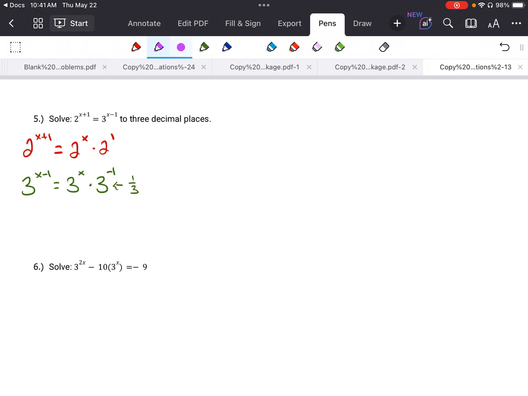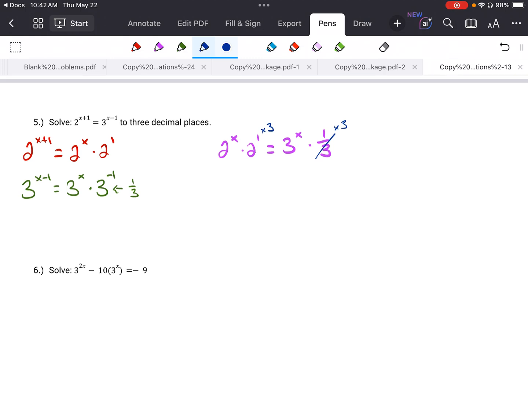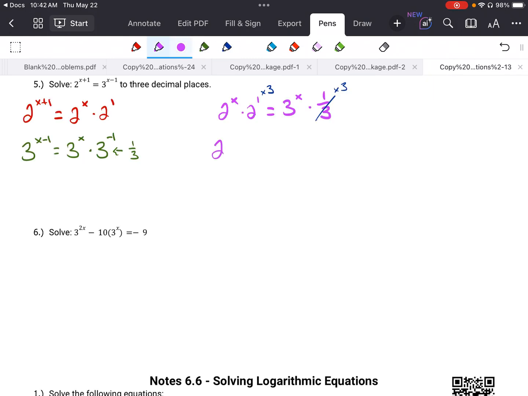When we work through this, we have 2 to the power x times 2 to the power 1 equals 3 to the power x times 1/3. We're going to multiply this fraction by 3 to get rid of it. But if we multiply that by 3, then we have to multiply the other constant by 3. So we get 2 to the power x times 6 equals 3 to the power x.